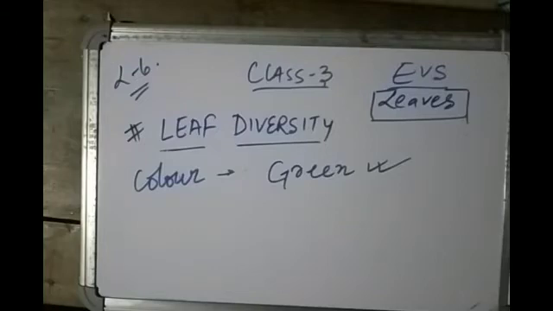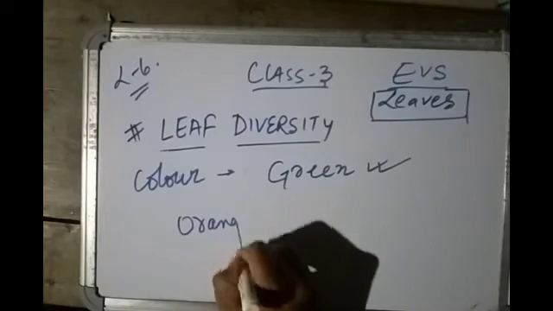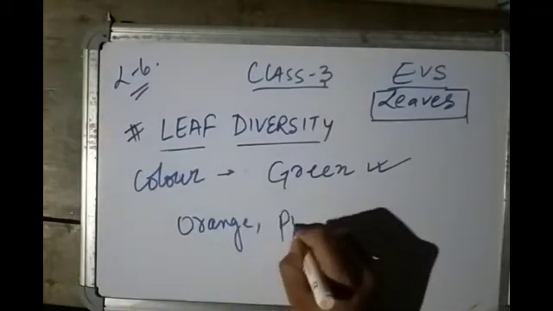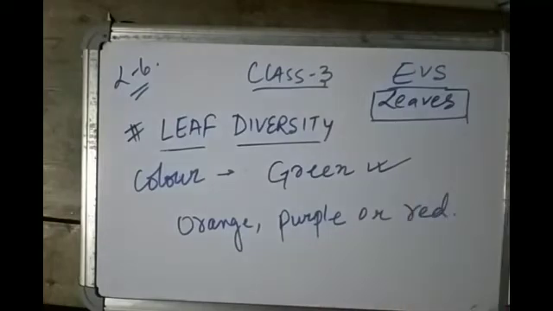But some plants have leaves of different colors such as orange, purple, red. And when you look at your textbook on page number 38, you will find leaves of different colors.